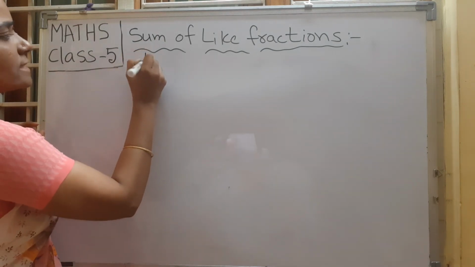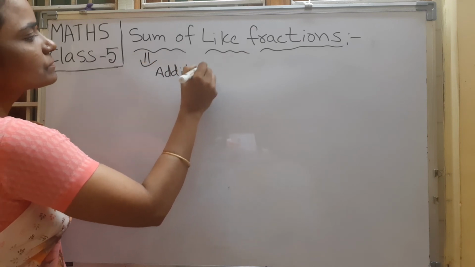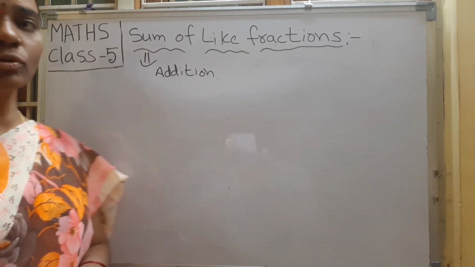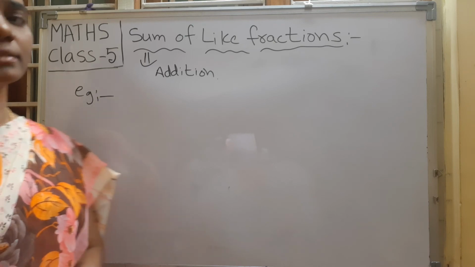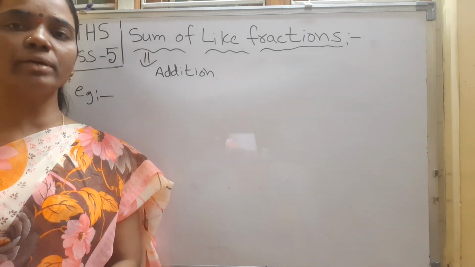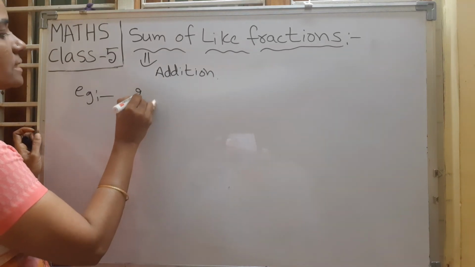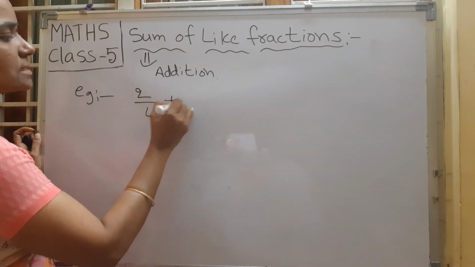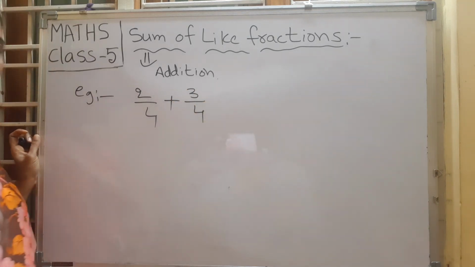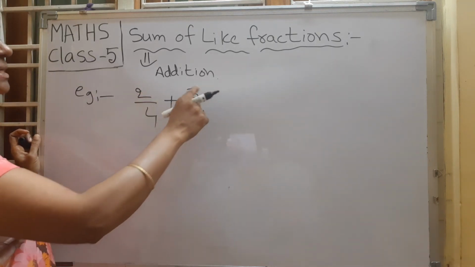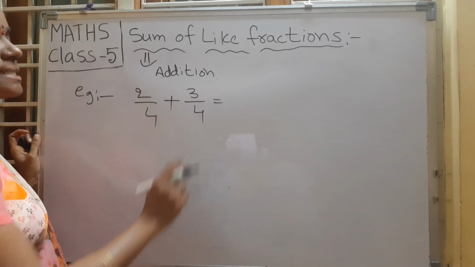What is meant by sum? Sum means addition. Addition of like fractions I am going to take. For example, what are like fractions, children? Fractions with the same denominator are called like fractions. Then take some like fractions. 2 by 4 plus 3 by 4. What is the answer? These two are like fractions because the denominator is the same.